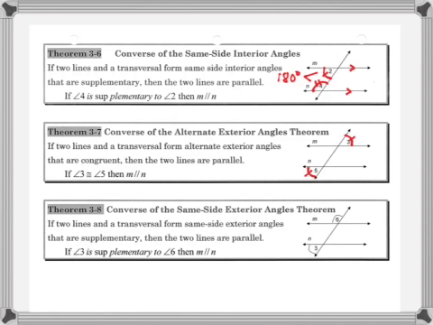Alright, the converse of the same side interior angles: if we have same side interior angles that are supplementary, they're not congruent, then the 2 lines are parallel. And if I have the converse of the exterior angles theorem, if I have alternate exterior angles that are congruent, the lines will then be parallel. And the last one is if I have supplementary same side exterior angles, then I know that my lines are parallel.